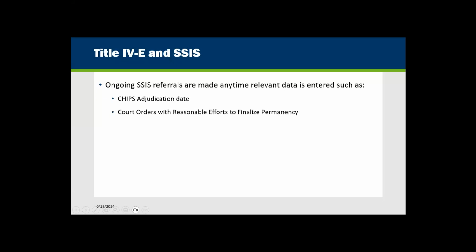Also, when you receive additional court actions. So if there's a court action in regard to reasonable efforts to finalize permanency, those are sent over after that initial submission. And also we don't forget that when a continuous placement episode ends, if a foster care placement ends, there's a very quick process to just immediately report that placement ending over to Maxis.